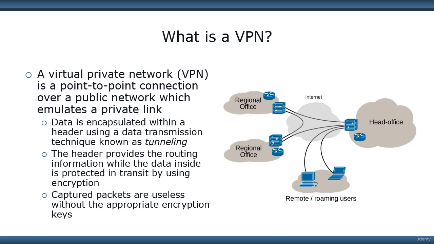The header provides the routing information, okay, so source IP, destination IP of the tunnel endpoints, but the data inside is protected using encryption. So if I were to capture the packets over the public network, they would be useless without the appropriate encryption keys. VPNs, again, it's nothing new, but they're used heavily these days to securely transmit traffic over the internet.